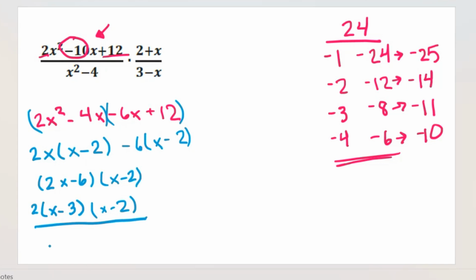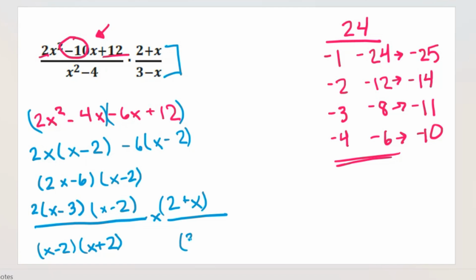The denominator there, x squared minus 4, is a difference of two squares. That's x minus 2 times x plus 2. Remember, we always want to have our eyes open for those differences of two squares. The second fraction here, 2 plus x and 3 minus x, there's nothing there that I can factor. Remember, we treat them like they have parentheses around them.